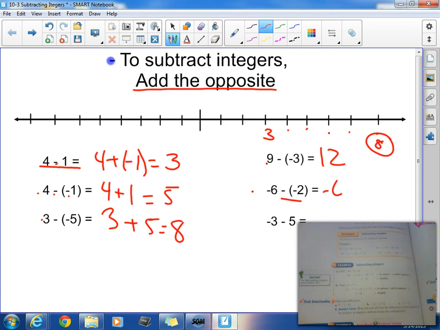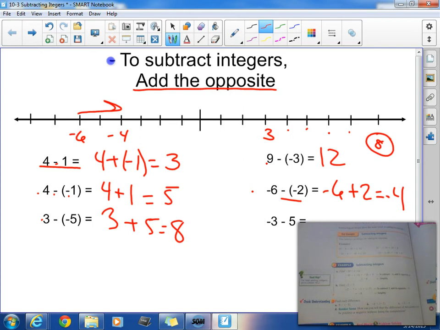So I'm going to have negative 6 plus a positive 2. Now, if you want to put this on the number line, it'll look something like this. 1, 2, 3, 4, 5, 6. So that's negative 6, and I'm adding 2. So I'm going to head this way 2 to negative 4. So the answer is negative 4. Okay? Now, I want to slow down, make sure we understand this, because this is a big deal. Okay?